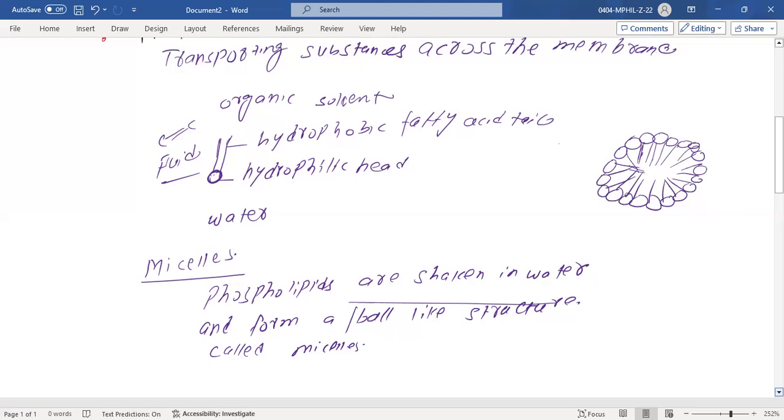Now, can you get the idea of why, for instance, you have exposed this to water? There is an aqueous solution here. There is an aqueous solution outside of this.